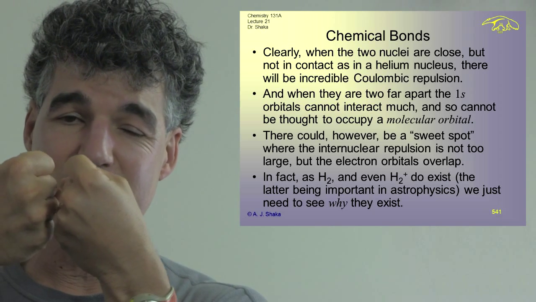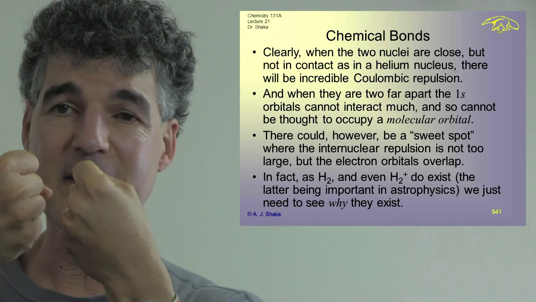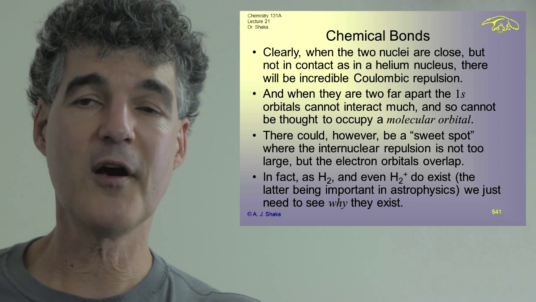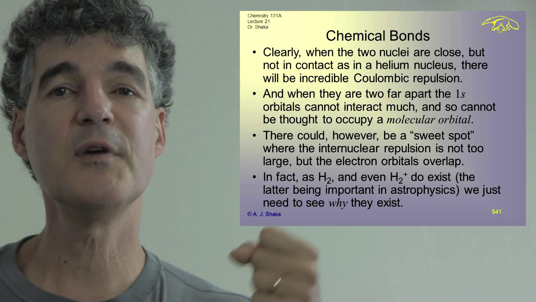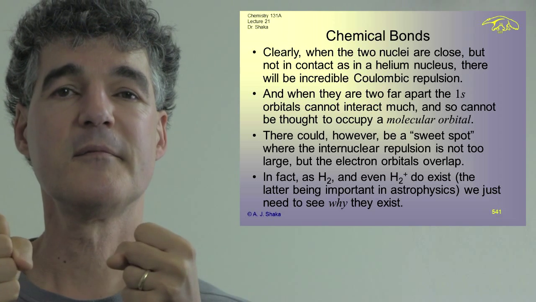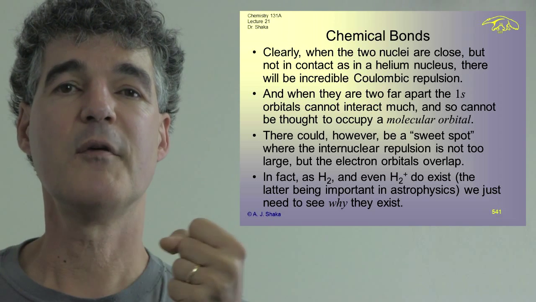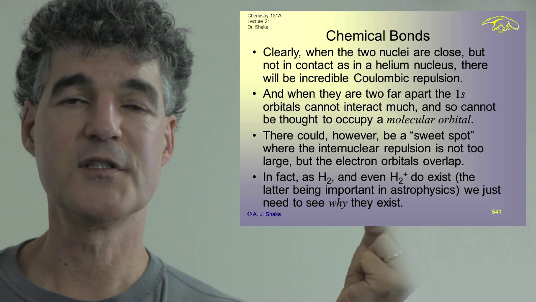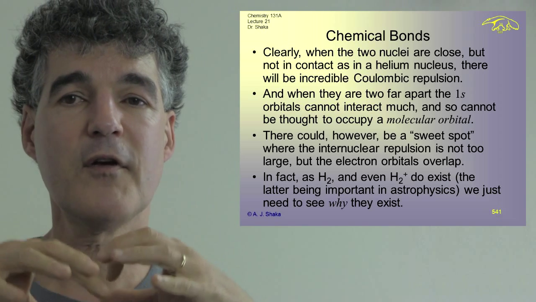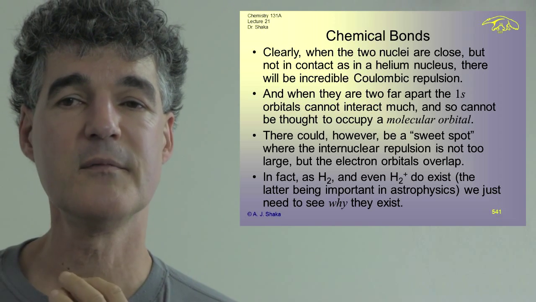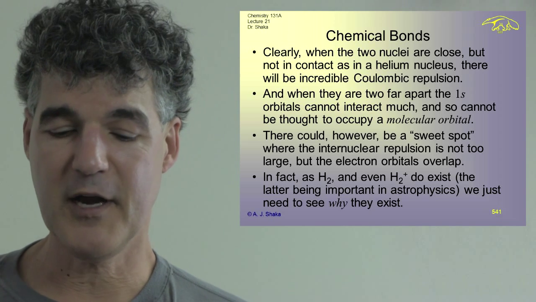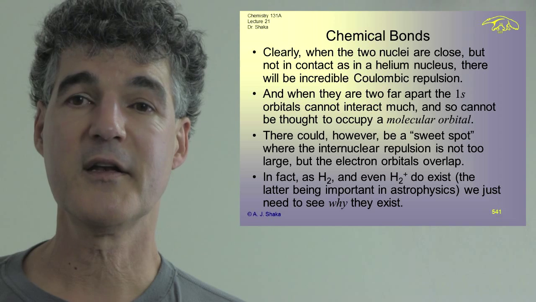So initially it's very bad if they're too close, and then something happens, and then it's zero if they're way apart. The question is, could there be a sweet spot where the nuclei are far enough apart that they aren't repelling each other and just moving apart, but the electrons can overlap and share an orbital with each other and then create a stable configuration? And if so, what does that?